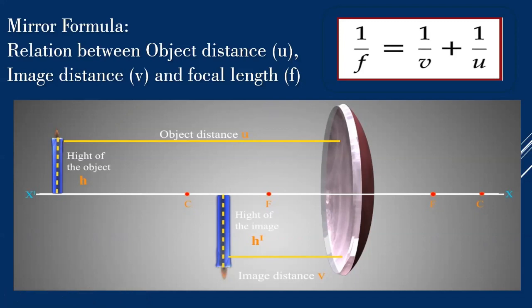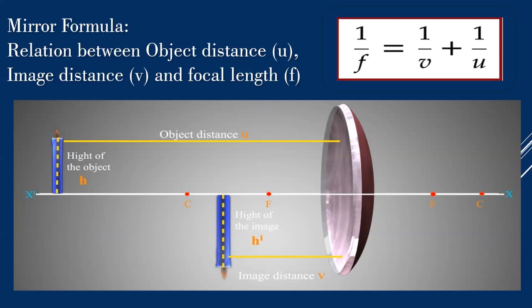Now, next we have a very important relation called the mirror formula. We know what u is. u is the object distance, v is the image distance, and small f is your focal length. If you see, this is the candle which is projected, it is the object. h is the height of the object, h dash the height of the image, object distance u, image distance v, and small f the focal length, right?